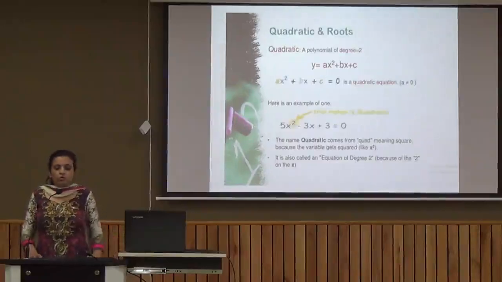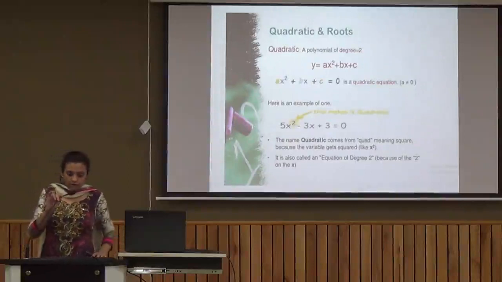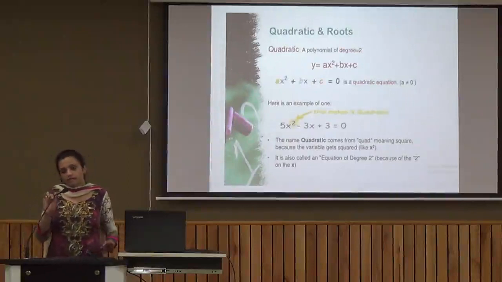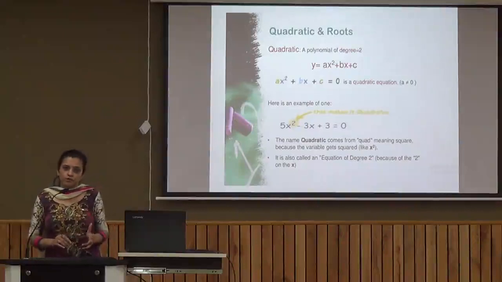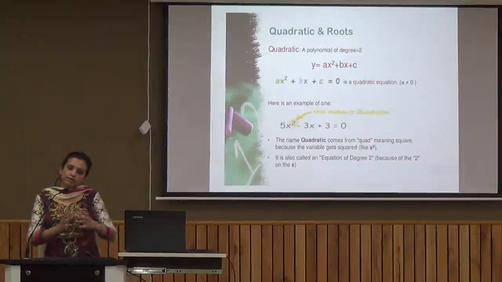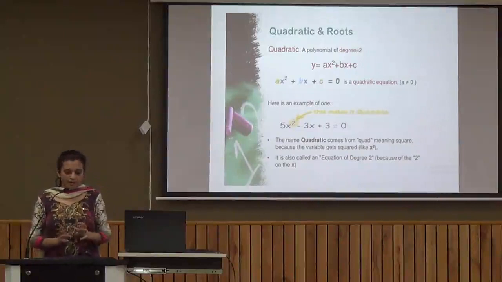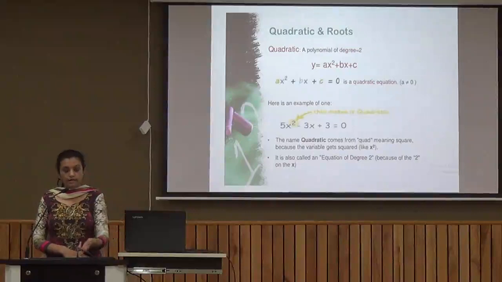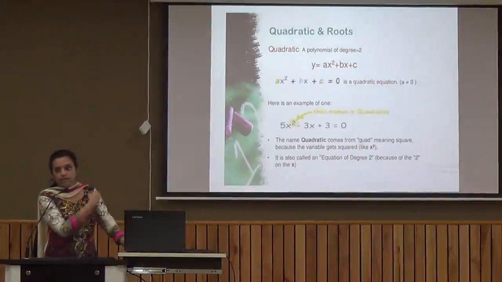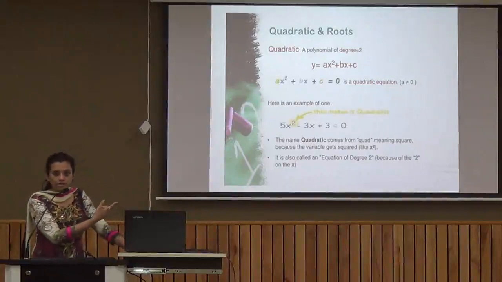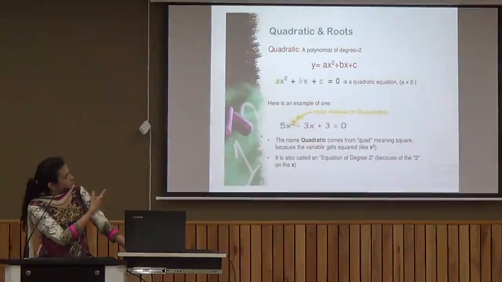Then let's move on to quadratic and roots. Now children, we've already studied this in our previous chapters, that whatever is the degree of the equation, we have those many number of terms, at least those many. That is, for a quadratic polynomial of degree 2, y equal to ax squared plus bx plus c, if you put an equal to 0 on the other side, then you get ax squared plus bx plus c equal to 0. It is a quadratic equation.